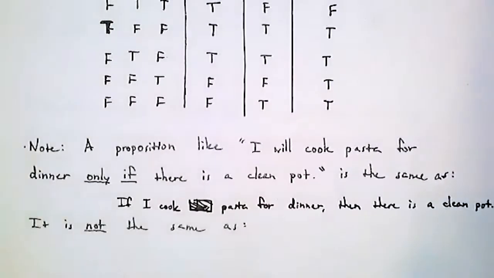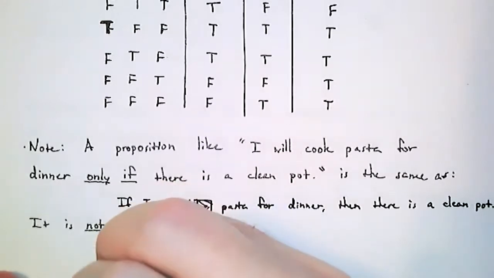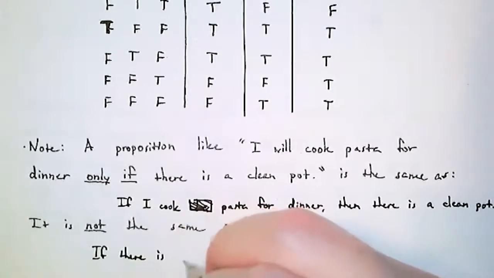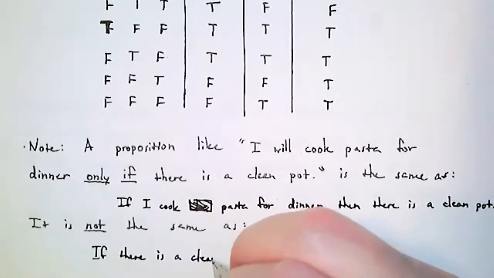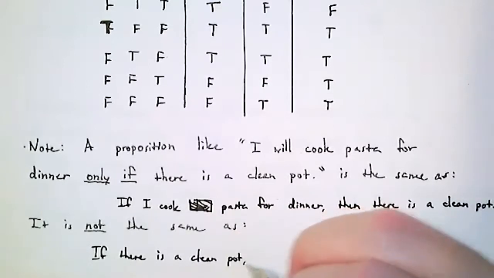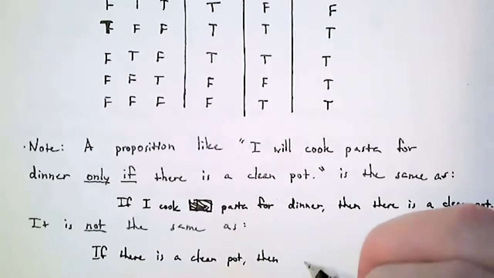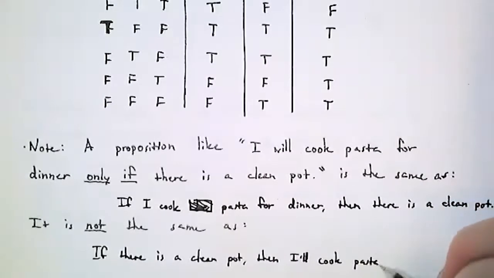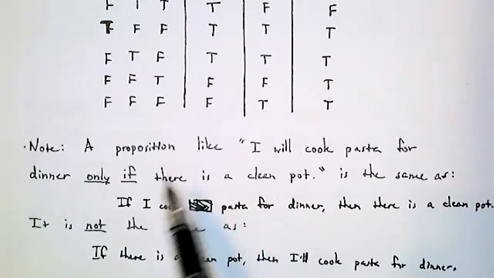So this is different than the opposite way. If there is a clean pot, then I'll cook pasta for dinner. That's something different, because this way around, if there's a clean pot, then I have to cook pasta. And that's not what I mean by this statement.